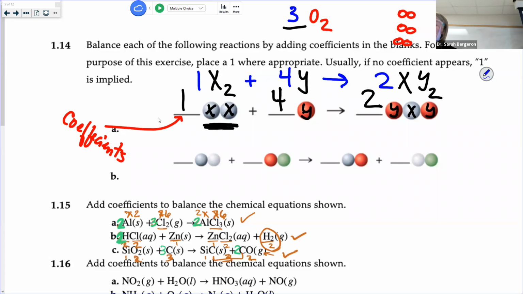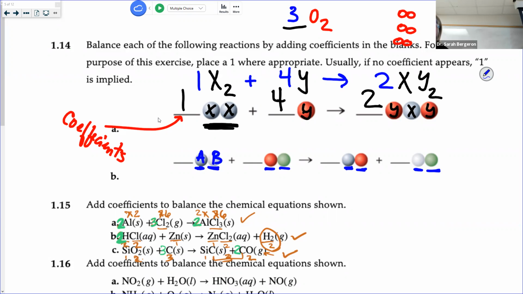Because if I look, the dark gray spheres, how many do I have in the reactants? I have 1. How many in the products? 1. How many light gray in the reactant? 1. How many light gray in the product? 1. How many red in the reactant? 1. How many in the product? 1. How many green in the reactant? 1. How many green in the product? 1. Right?